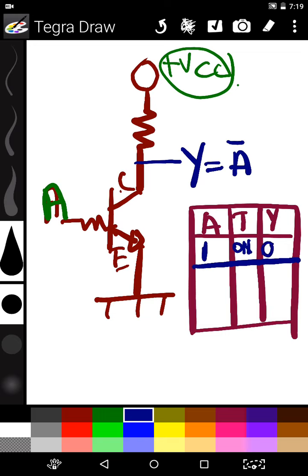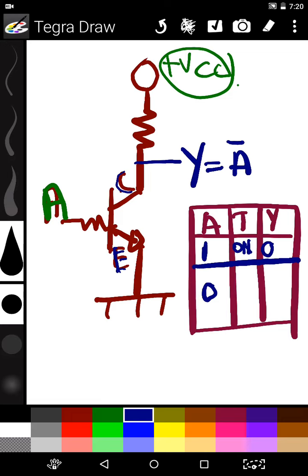For A equal to 0, what will happen? For A equal to 0, the transistor will be in the off condition. That means it will be open circuited. There will be no connection between the collector and the emitter terminal. This means the transistor acts as an open circuit. That means the VCC voltage will directly appear at the collector terminal, after dropping some voltage across the resistor.